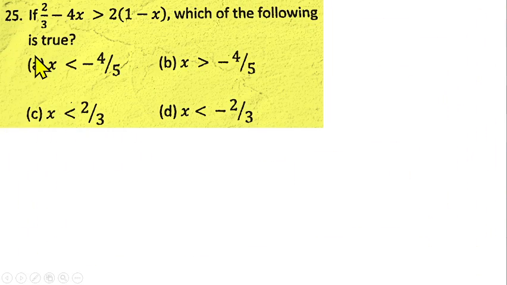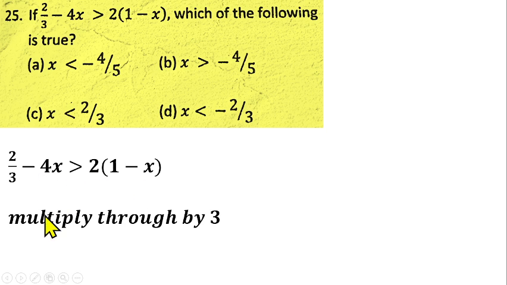Question number 25 is from inequalities. We are given 2 over 3 minus 4x greater than 2 into 1 minus x. So we have to find the range of values of x that makes this true. This is the inequality, so what can we do? You can multiply through by 3 to clear the denominator.